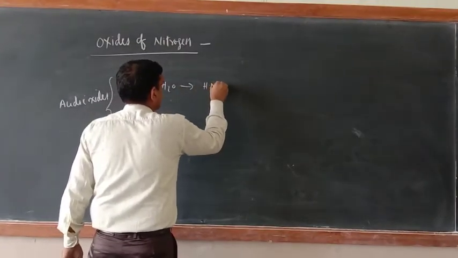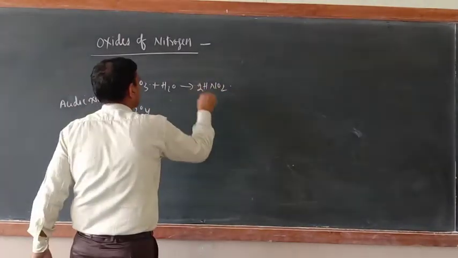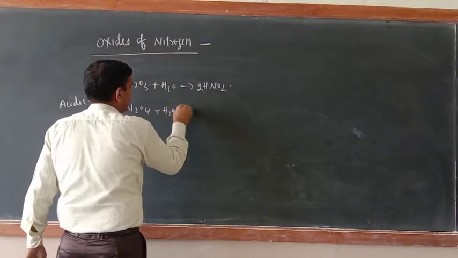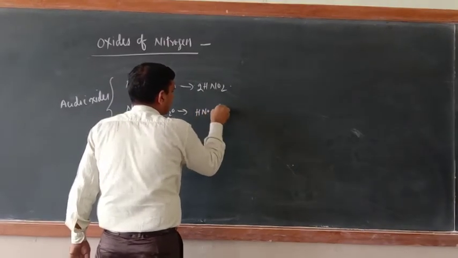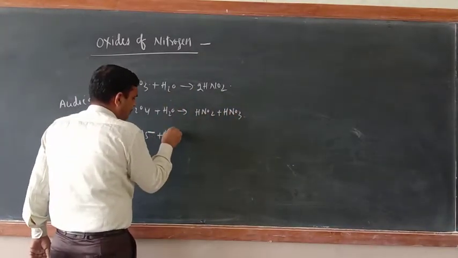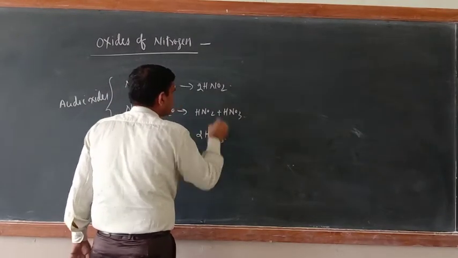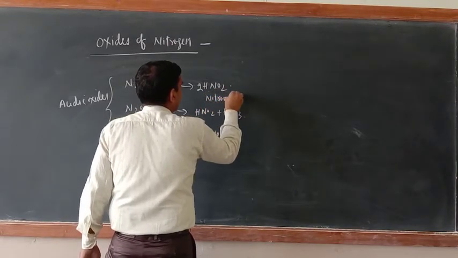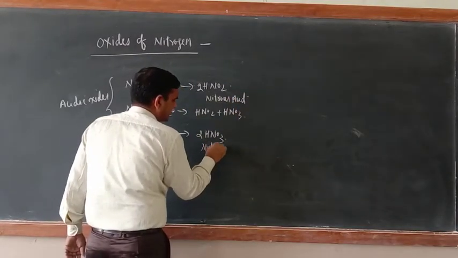It forms HNO2. So here 2HNO2. Now check the reaction is balanced or not. Similarly, N2O4 reacts with water and it will form HNO2 plus HNO3, nitric acid. Similarly, this also reacts with the water and forms 2 molecules of HNO3. So what is this one? This is nitrous acid. Okay. And what about this one? This is nitric acid.